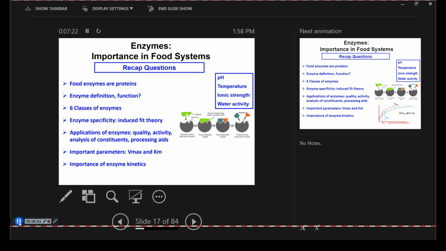Maximum velocity. So it's the maximum velocity of an enzymatic reaction, and it's impacted by several factors, and we'll talk about that. Can you remember Km? Michaelis constant, which happens at Vmax by 2. Km is equal to the substrate concentration at Vmax by 2. And it relates to the affinity of the enzyme to the substrate. Okay, we'll talk more about that.